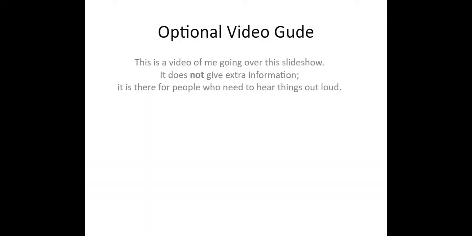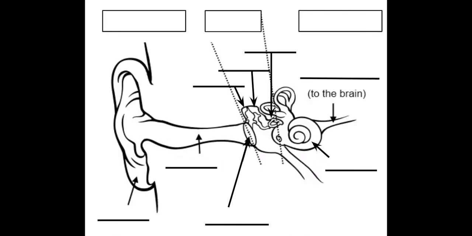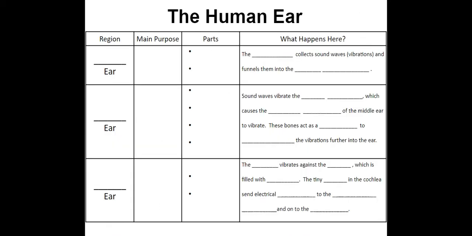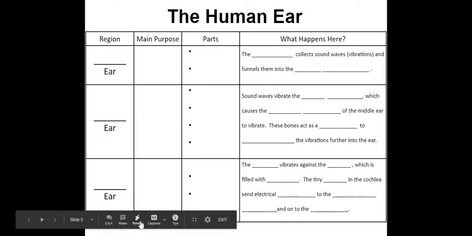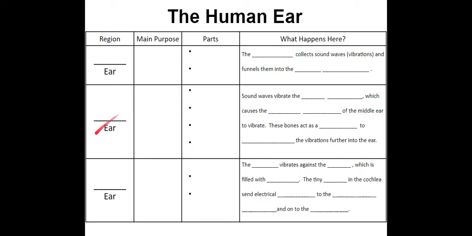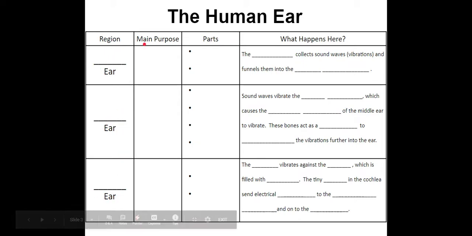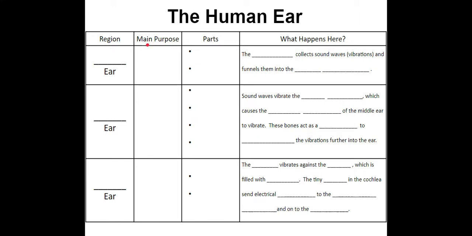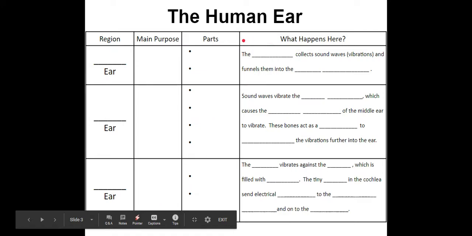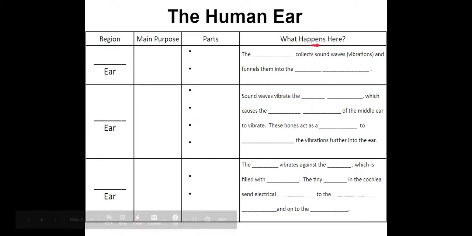All right. This is the front. This is the back. You are listening for a couple words. You're listening for region. There's 3 regions. You're looking for main purpose. Each region has a main purpose. You're looking for the parts in each region. You're looking for what happens here. What happens here.